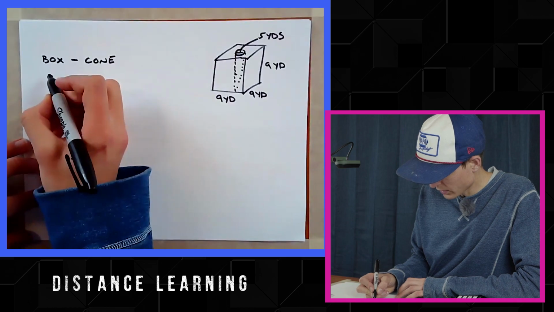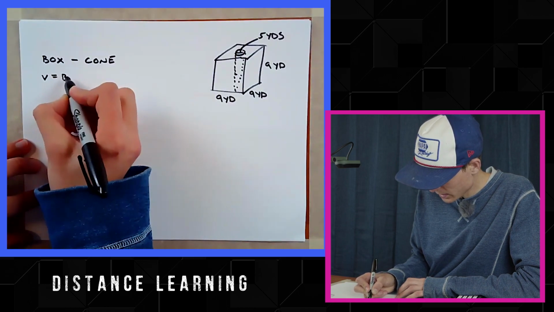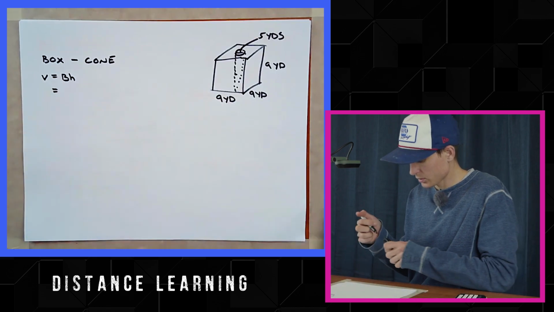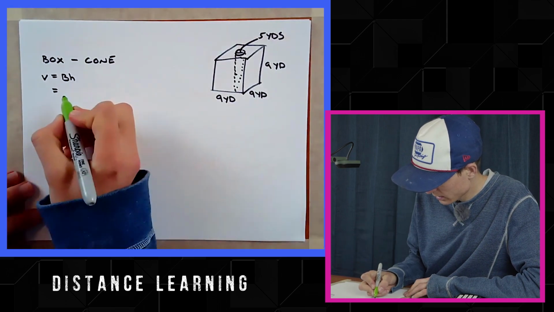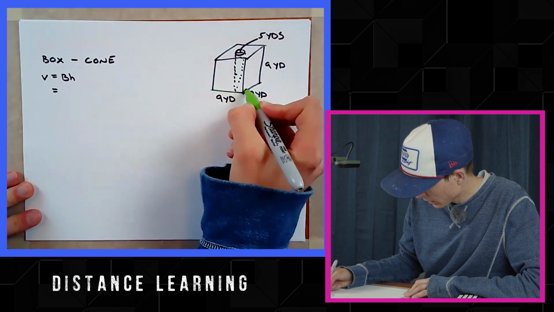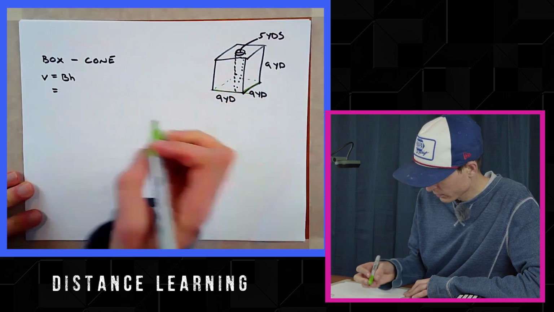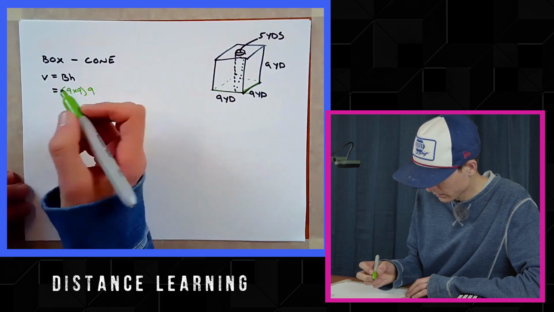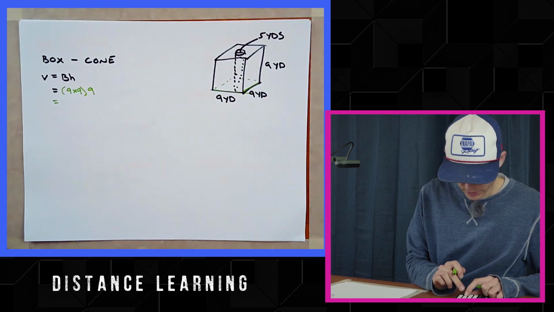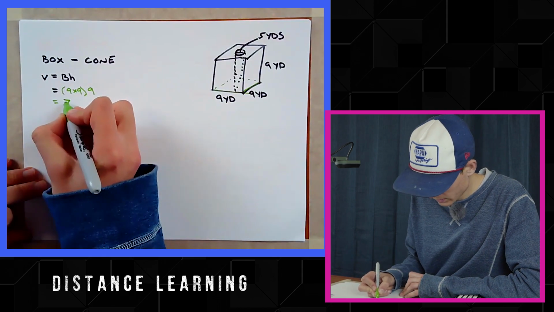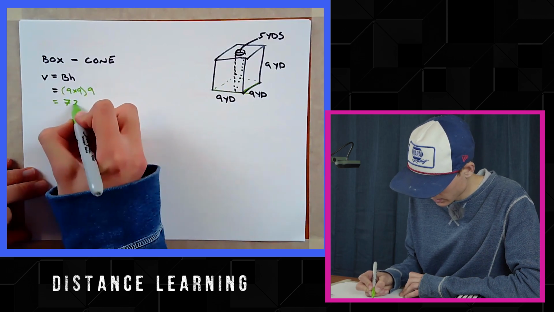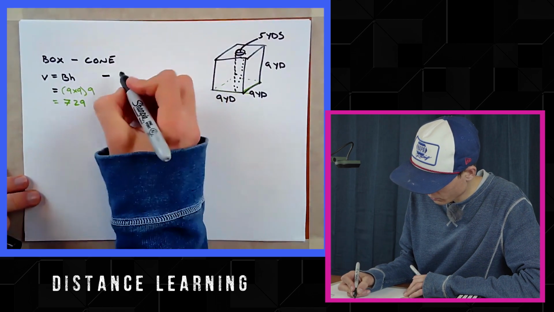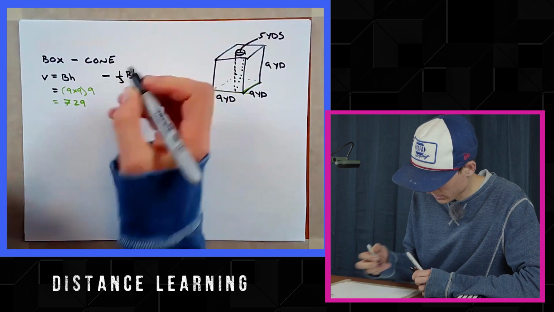So box volume. Volume is base times height. Your base, let's use a different color, your base is this little bottom part there. So your base is a 9 by 9 square. Your height is 9. So that's 9 cubed. Who says that? 729. And then you're going to subtract the cone, which is 1/3 base times height.